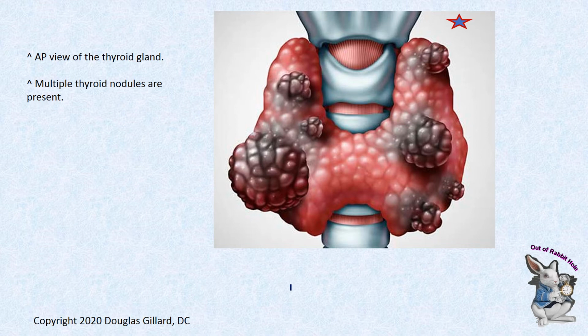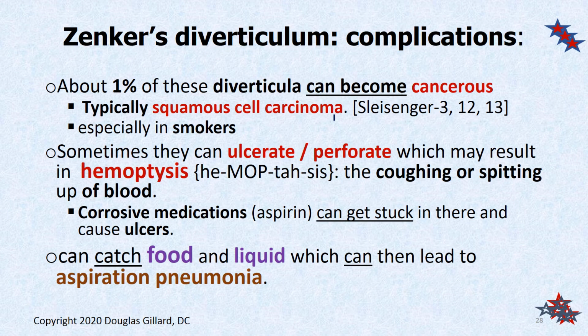Here's a picture of multiple thyroid nodules. Hopefully these are benign. Yeah, that's all I'll say about that. Back to Zenker's. So there's some complications. Usually there's no big deal. You just have to not eat giant swallows of food and you can live with it.